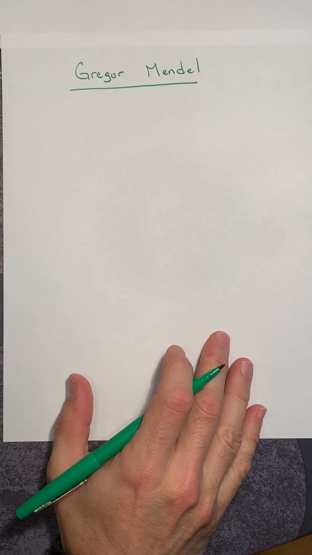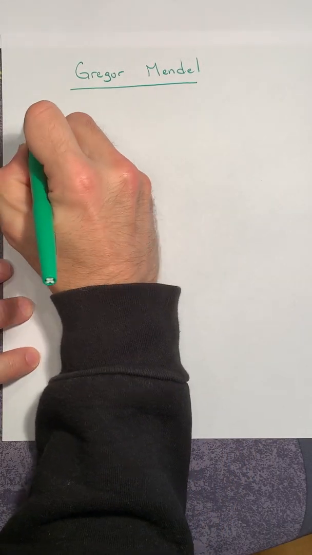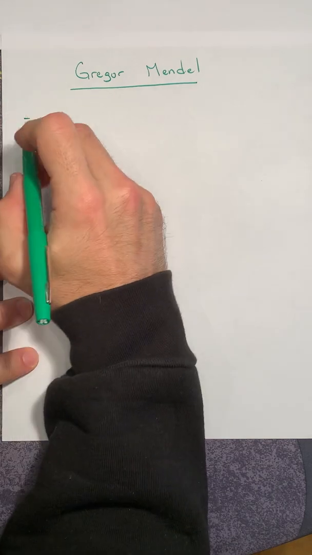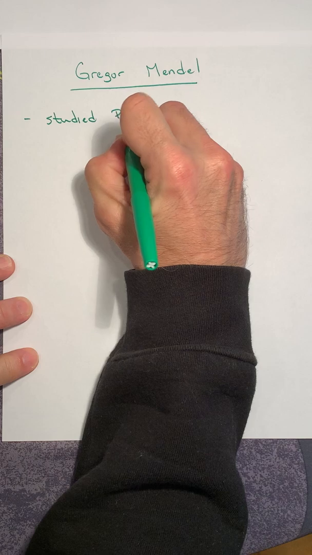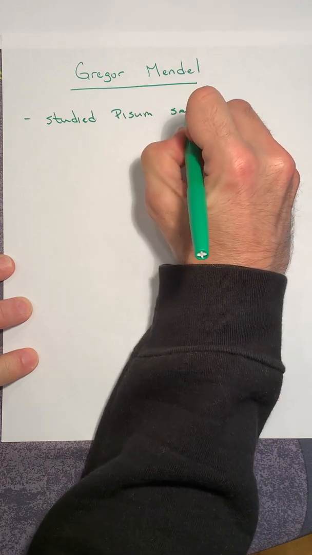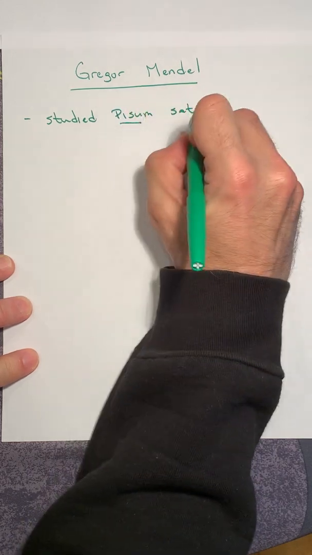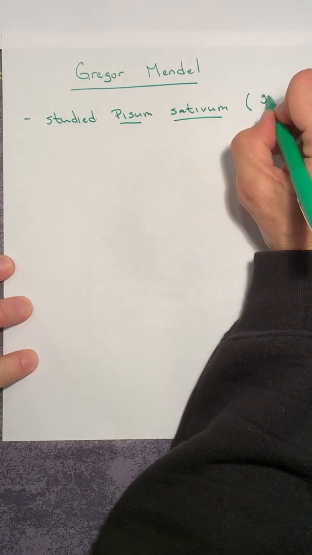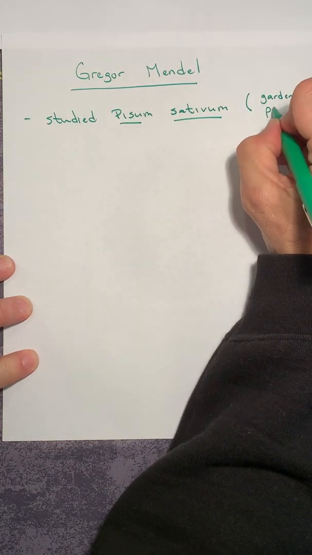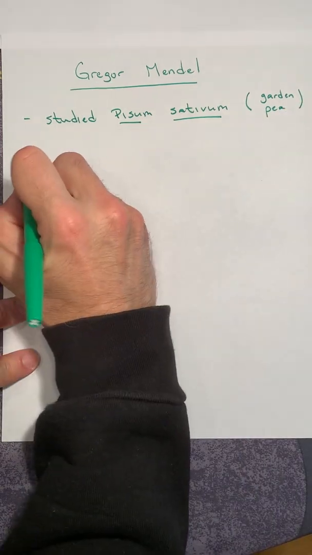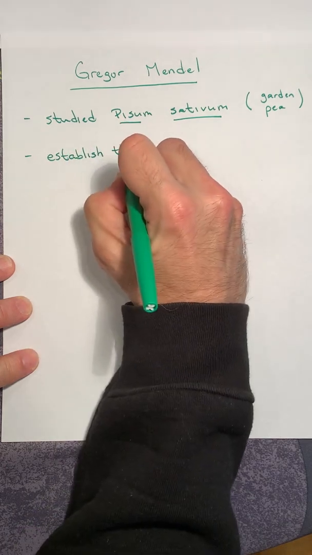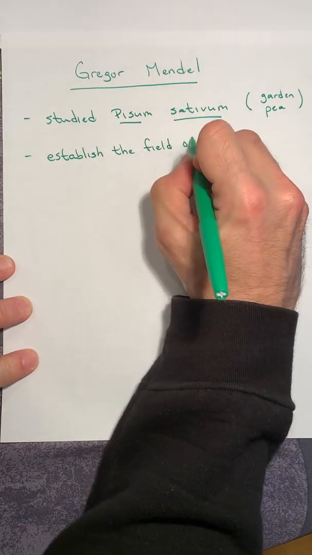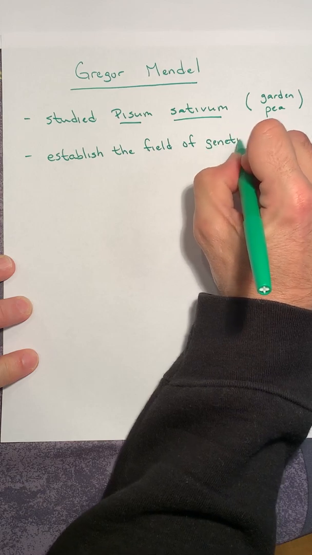Hello, everyone. We need to continue our discussion about Gregor Mendel and genetics. As a reminder, Gregor Mendel studied an organism called Pisum sativum. It's the garden pea, is all it is. Based on his work, he established the field of genetics.